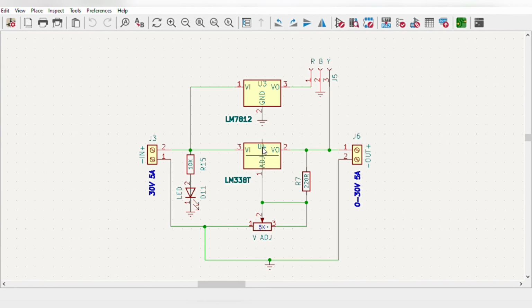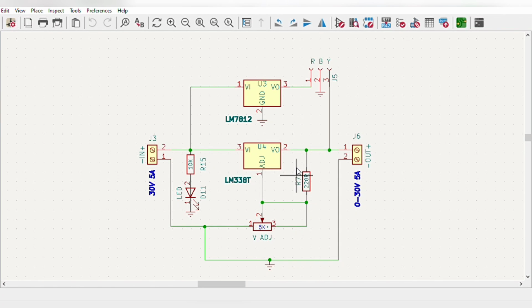I also prepared a simple circuit diagram of this circuit in CAD. As you can see, here goes the DC input of 30 volts and 5 amperes. Here, an LED with resistor for power indicator. I used the LM338 voltage regulator, which provides maximum 5 amperes output. And output voltage can be adjusted with this 5 kilo ohms potentiometer.